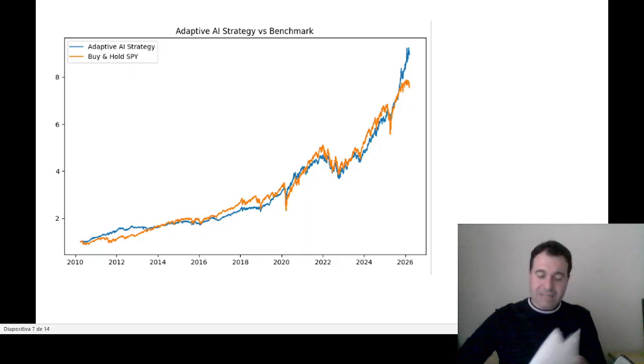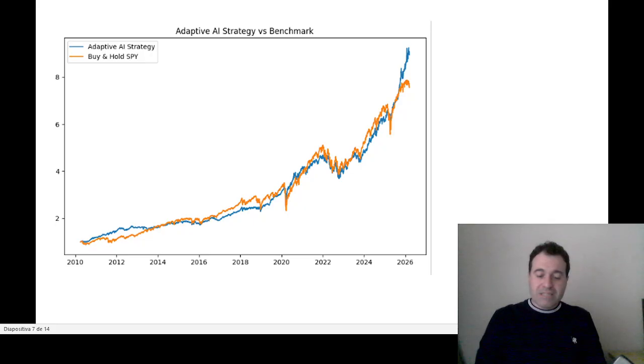Adaptive AI strategy versus benchmark. The chart above compares the cumulative performance of the adaptive strategy with a simple buy and hold investment in SPY. The results show that the adaptive strategy slightly outperforms the benchmark over the full sample period.